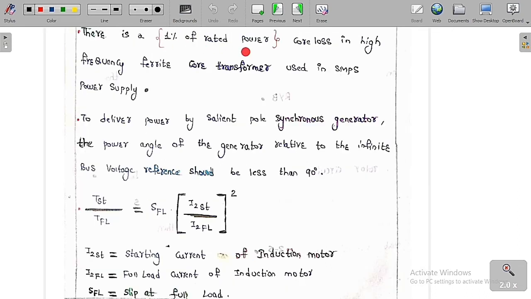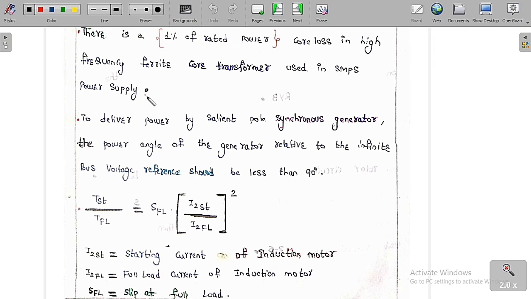There is a 1% of rated power core loss in a high frequency ferrite core transformer used in SMPS power supply. So basically, in the switched mode power supply, we are going to use a ferrite core. Here we go for the high frequency applications. Then only 1% of rated power is lost as core loss.